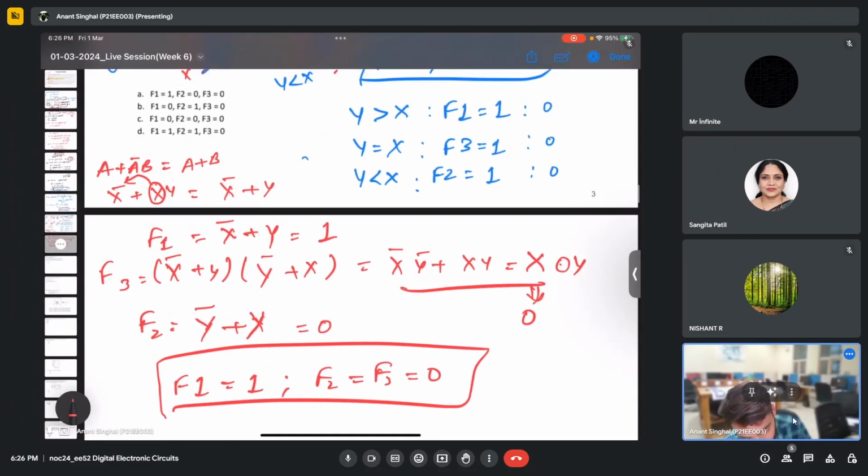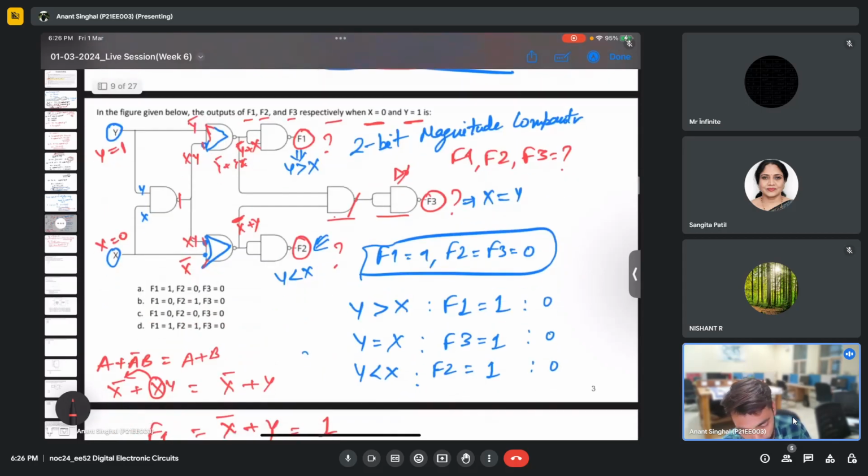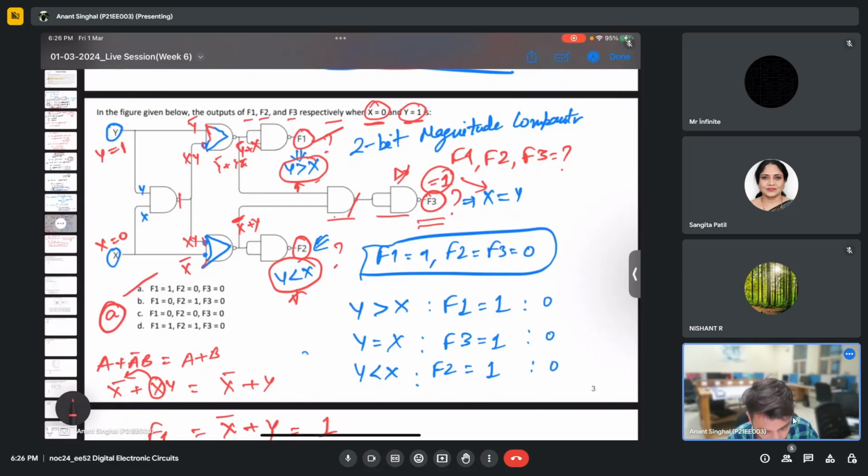Yeah. So basically this is a magnitude comparator, and you need to see whatever the question has been asked. So instead of doing all this calculation, if you would have known that this circuit is a magnitude comparator, then you know that this will be 1 when only x is equal to y, this will be 1 when y is greater than x, and this will be 1 when y is less than x. So we can directly say, because y is 1 and x is 0, so y is greater than x, so f1 will be 1 and rest will be 0. So this is how you can directly arrive at option A, which is the direct or very quick method to solve this problem. So this is one of the important topics of this week's lecture, which is a 2-bit magnitude comparator.